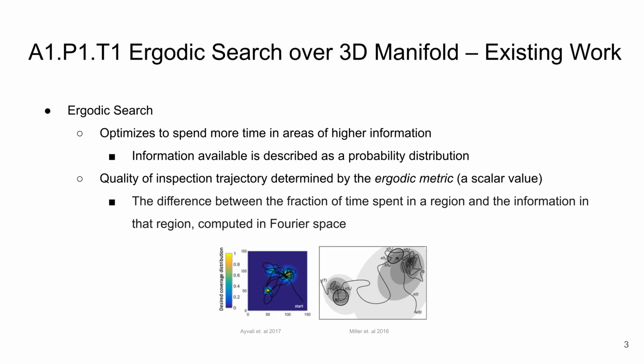Looking at some previous work, we see that ergodic search is a search algorithm that has already been researched previously. This sort of algorithm optimizes the trajectory of the robot to spend time in areas of higher information, and this information is generally available through what's called the information map, which is effectively just a probability distribution. This method also introduces what's called the ergodic metric, which is just a scalar value that determines the quality of inspection of the trajectory. Essentially, this metric measures the difference between the fraction of time spent in a region and the information actually in that region computed in the Fourier space.